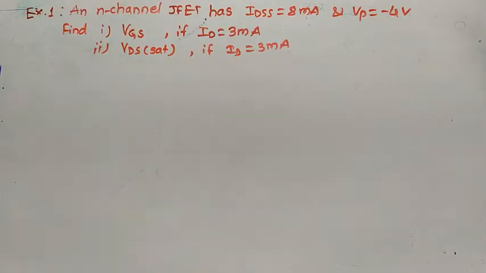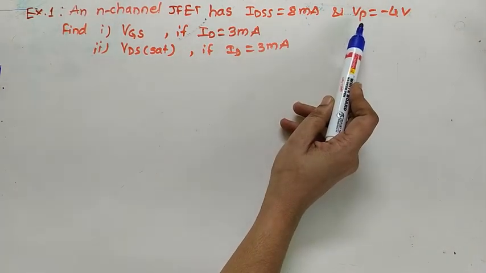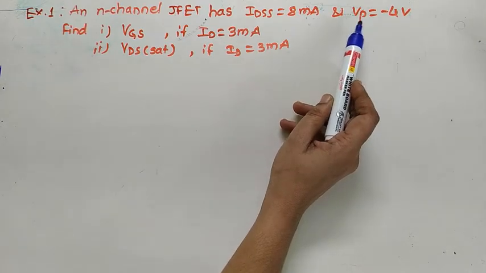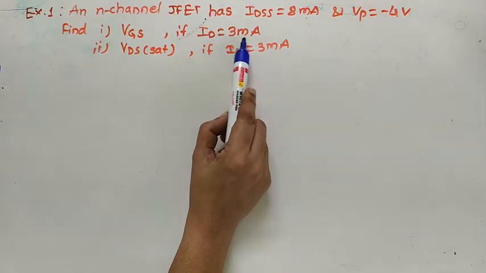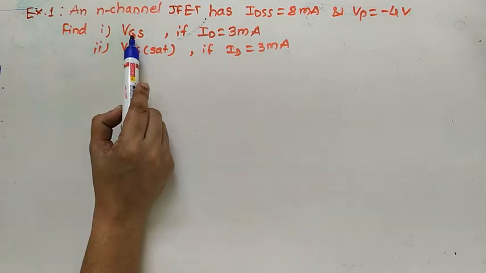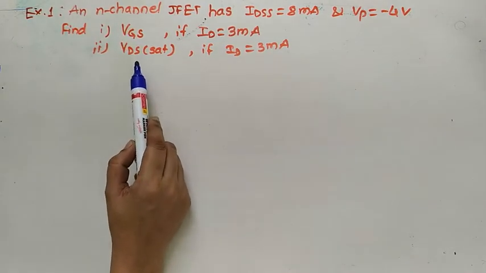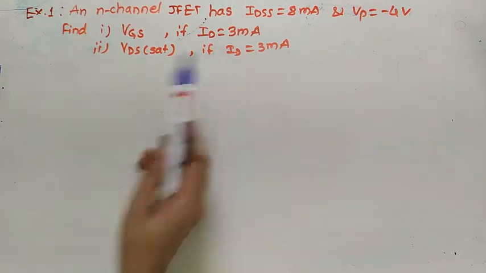So, let's consider the first example. An N-channel JFET has IDSS equal to 8 milliampere, pinch off voltage of minus 4 volt, and we have to find VGS. If ID is given as 3 milliampere, meaning drain current is 3 milliampere, we have to calculate VGS. Similarly, we also have to calculate VDS for the same value of ID, 3 milliampere.